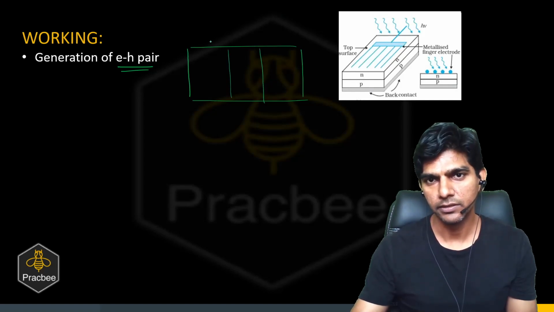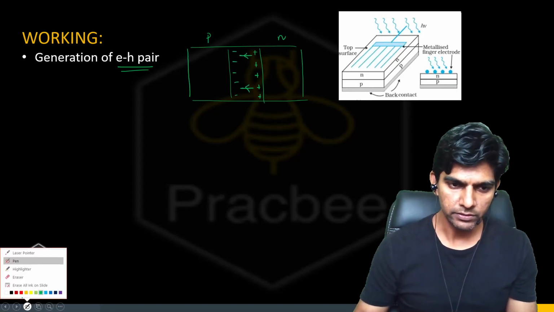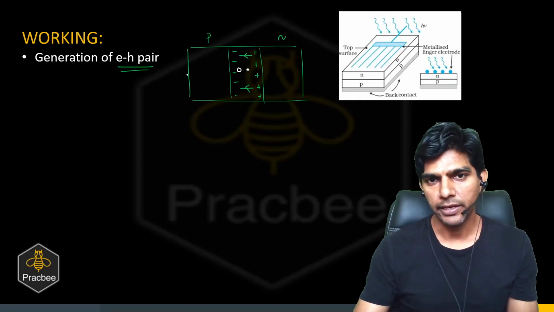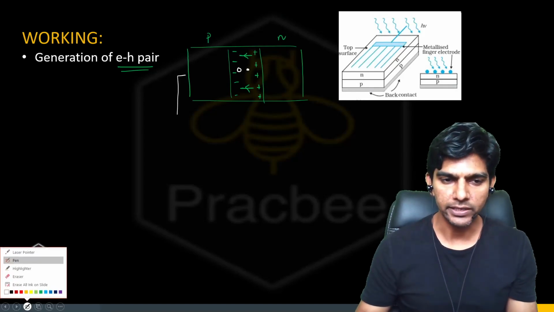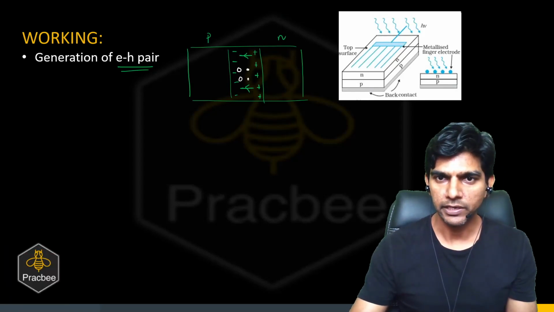So let us say this is the P side, this is the N side, and here we have donor cores, here we have acceptor cores, there is an electric field in the left direction, and we are generating electron hole pairs here, right? So there is a hole, there is an electron, and there is no biasing, right? There is no biasing. So there are multiple electron hole pairs generated.